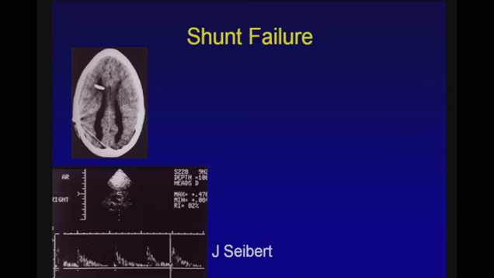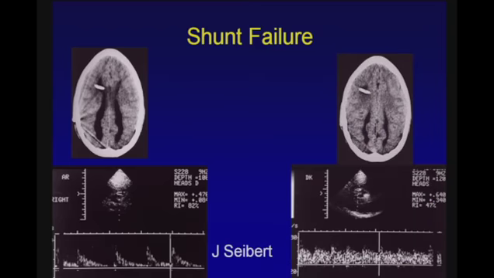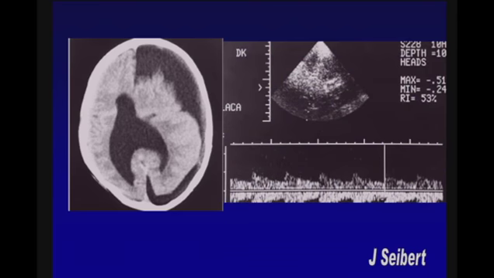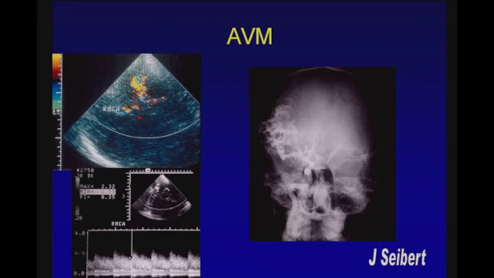Joanna Siebart has done several studies looking at adults with shunt failure and did note that, as in this case, there was evidence of shunt failure with low diastolic flow. After the shunt was repaired, there was increase in the diastolic flow with a normalization of the resistive index. In this case, the resistive indices were in the normal range, suggesting that there was no increased intracranial pressure. We can also sometimes actually visualize abnormally high diastolic flow, which may be secondary to an arteriovenous malformation.